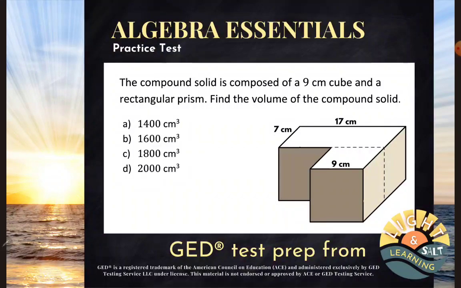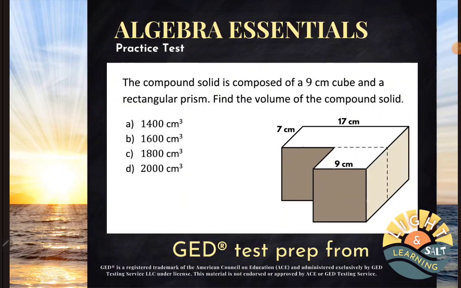The compound solid is composed of a 9 centimeter cube and a rectangular prism. What do they mean, compound solid? They just mean they stuck a few shapes together to make this one. Find the volume of the compound solid.